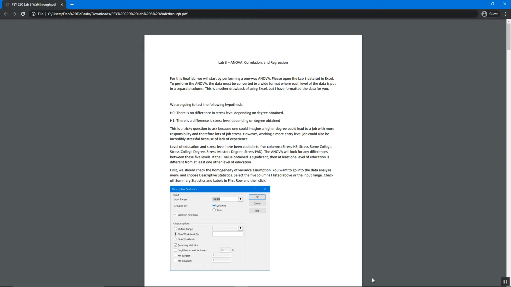So this is an omnibus test, so this is a one-way ANOVA. We have one dependent variable, which is stress, and we have one independent variable, which is education, and that independent variable has 5 levels. As I mentioned just 2 seconds ago, we have high school, some college, college degree, master's degree, and PhD.